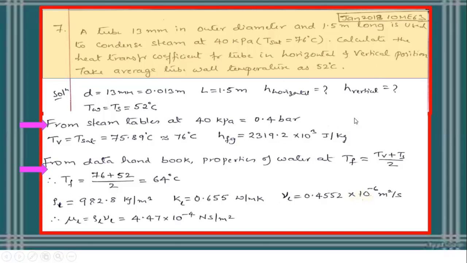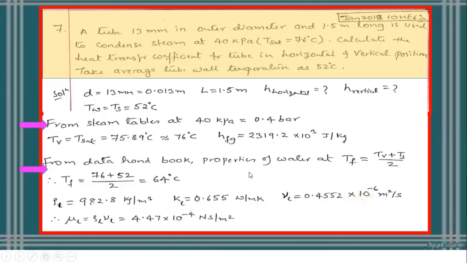So you have to use two expressions, one for h for the horizontal, and h for the vertical. Take the average tube wall temperature at 52 degrees centigrade. So wall temperature is 52 degrees centigrade. From the steam tables, the steam is condensing at 40 kilopascal, that is nothing but 0.4 bar. At 0.4 bar from the steam table, get the vapor temperature, or the saturated temperature, as 76 degrees. It is also given in the problem. And obtain the hfg value from the steam table.